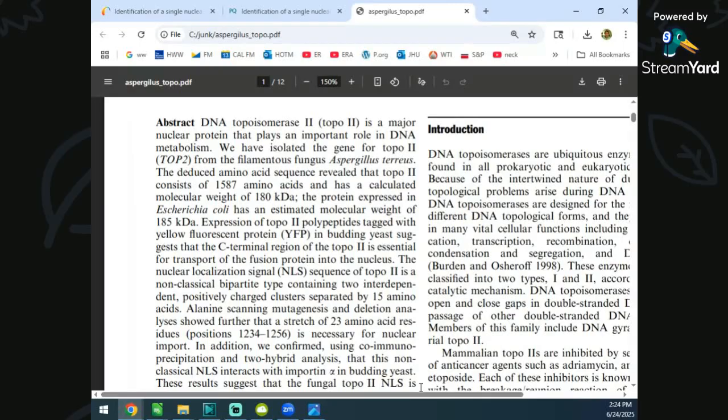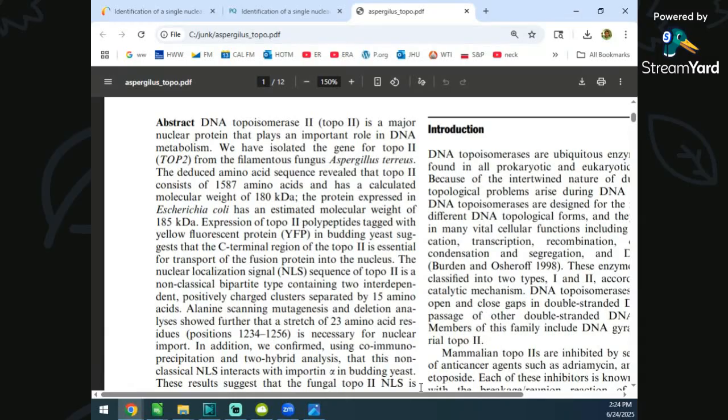The protein expressed in Escherichia coli has an estimated molecular weight of 185 kilodaltons. Expression of topo2 polypeptides tagged with yellow fluorescent protein in budding yeast suggests that the C-terminal region of the topo2 is essential for transport of the fusion protein into the nucleus.